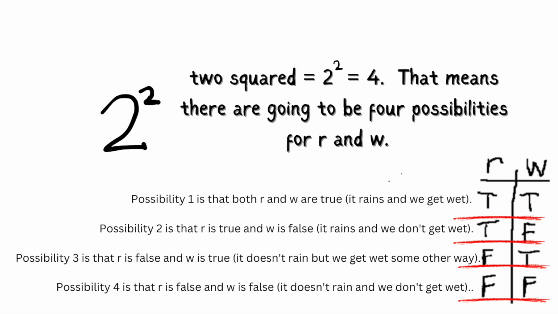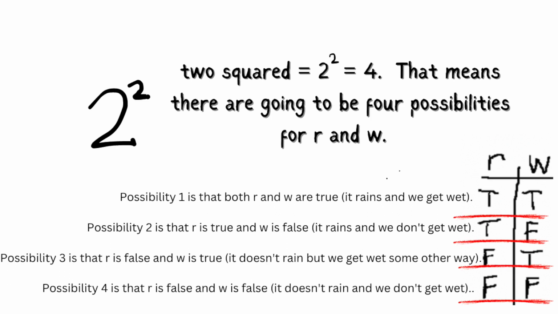For W, we're going to do a fourth true, a fourth false. So for R, reading vertically in the vertical column, it's true, true, false, false. For W, it's true, false, true, false. Now that gives us every possibility concerning R and W. R and W can both be true, or R can be true and W can be false, or R can be false and W can be true, or they both can be false.